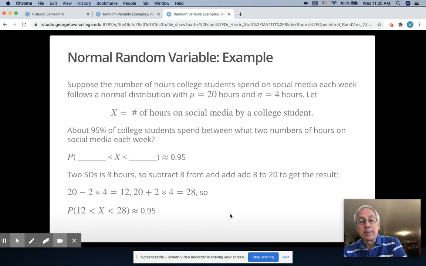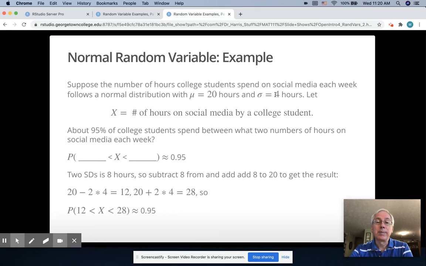So just a quick example, going back to our social media situation. If mu is 20 and sigma is 4, we want to fill in the blanks here. What are the numbers that should go in these 2 slots so that the probability that x is between those 2 numbers is about 0.95?